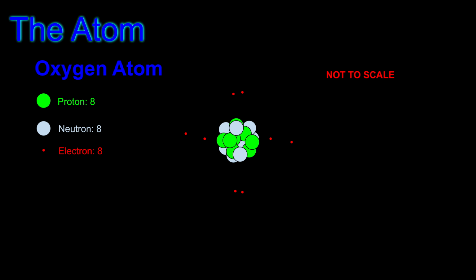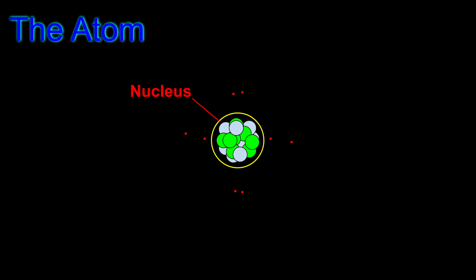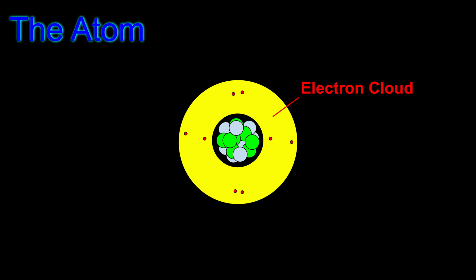Protons and neutrons have approximately the same mass, while electrons are about 2,000 times less massive. The center of an atom is its nucleus. The nucleus of an atom is where the protons and neutrons are. Outside the nucleus is the electron cloud. The electron cloud is where the electrons are.